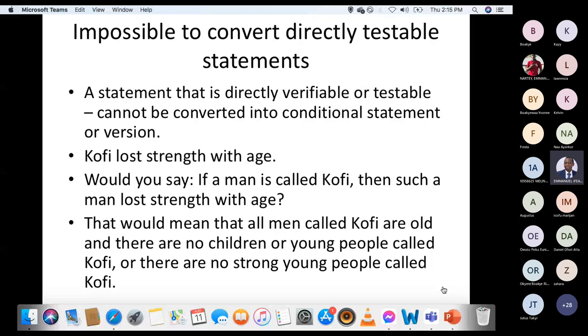Okay, so the summary is that you can only convert confirmable statements to conditional statements, but you can't convert verifiable statements to conditional statements.